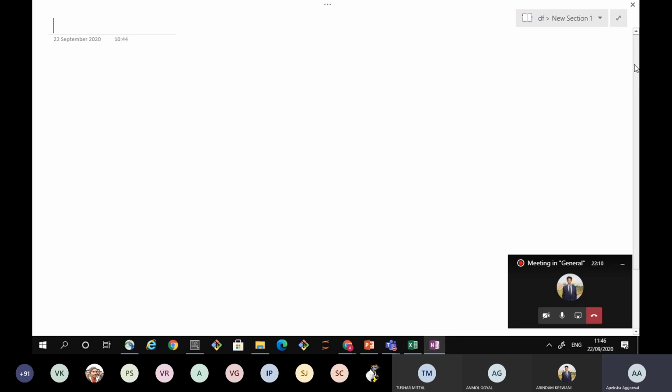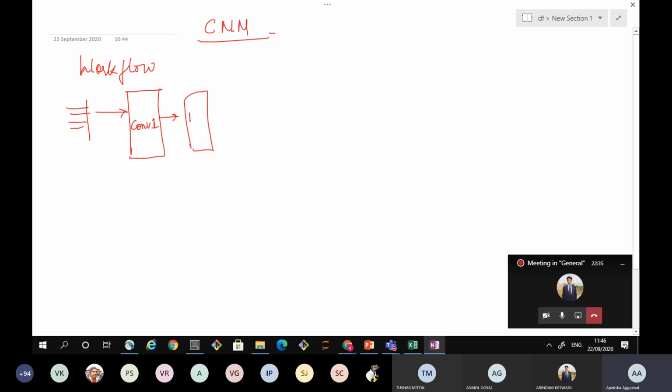So first, I'll discuss what the workflow is. For CNN, if you have a set of input images, this is your input layer. Then you have a convolution layer, I'll call it conv1. Then you have a pooling layer, I'll call it pool 1. Then you have again a convolution layer, and then again a pooling layer.